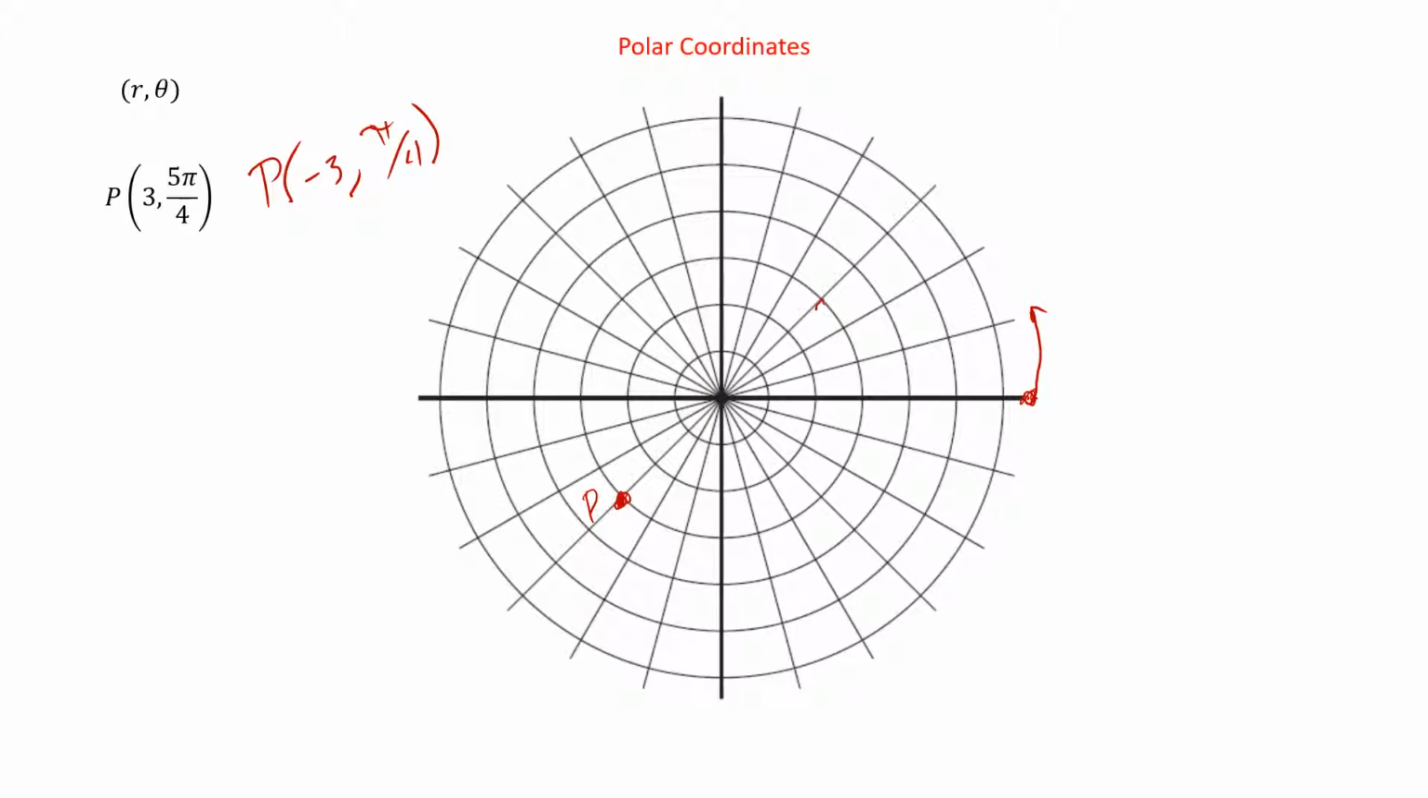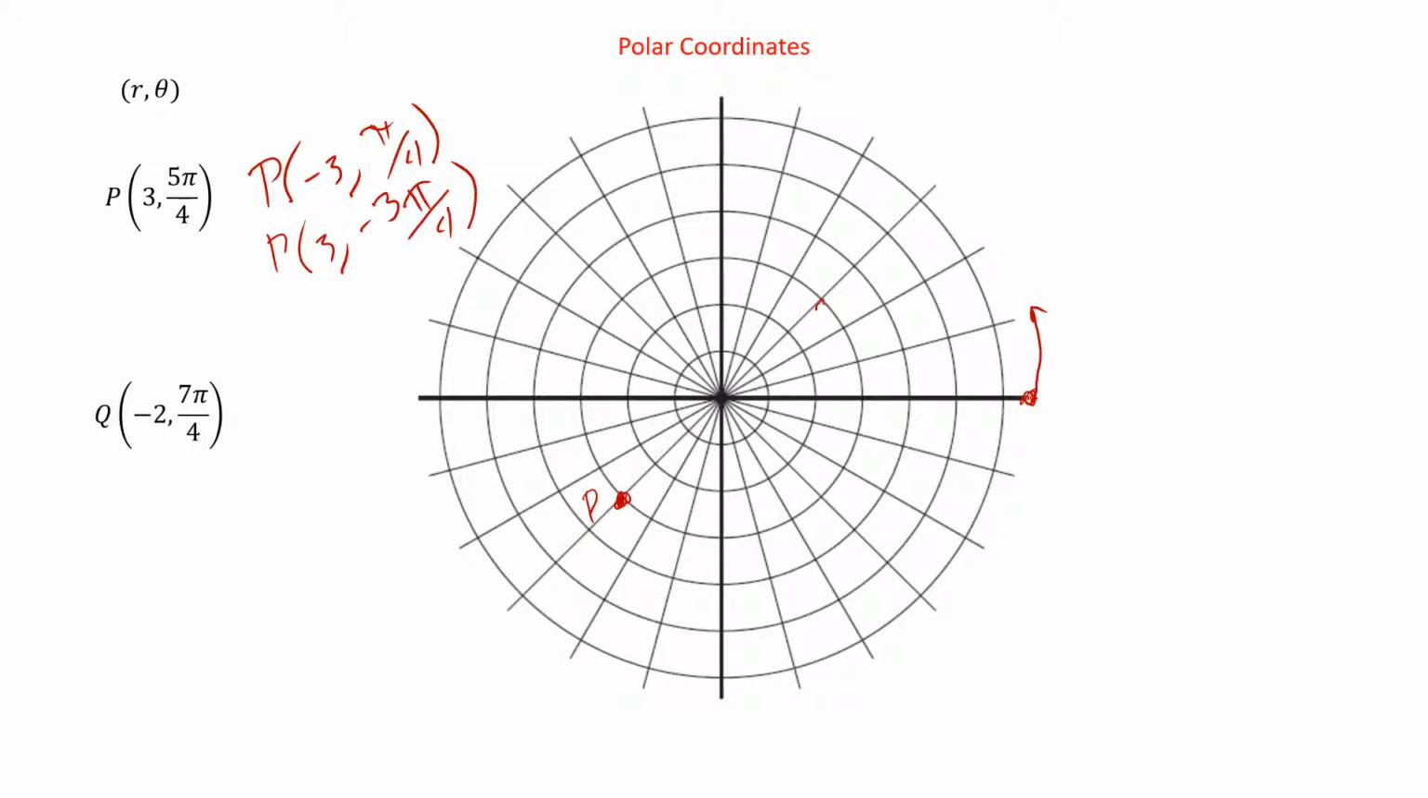Another thing, we could go around the circle again. So instead of 5 pi over 4, we could go backwards, and 3 comma negative 3 pi over 4 would get us the same point. So these points aren't unique like they are on the rectangular coordinate system. However, dealing with circular stuff, this is a lot easier to do.